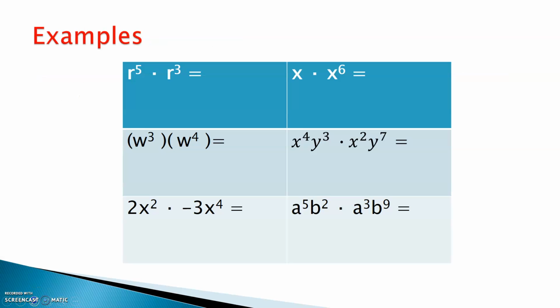Okay, so let's go ahead and do a few examples here together, guys. So let's take a look at the first one. r to the 5th times r to the 3rd. Same bases, and I'm multiplying. What does the rule say? All I have to do is add those powers. We're going to get r. What's 5 plus 3? That gives us 8.